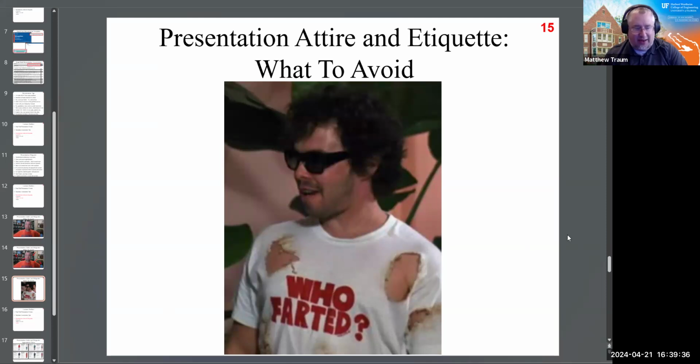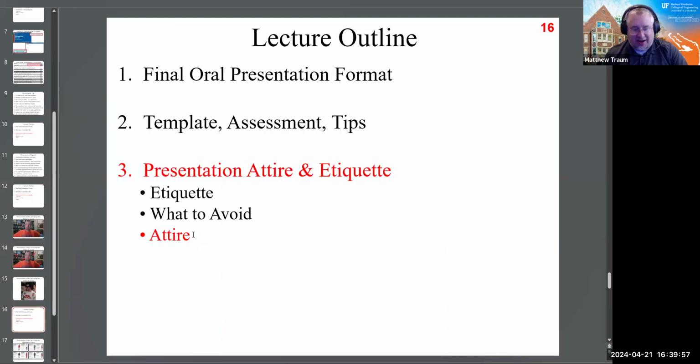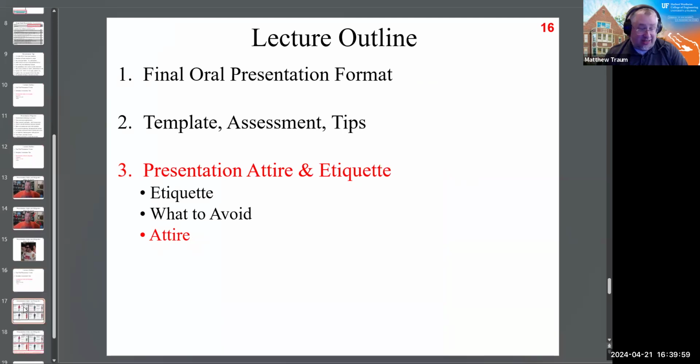This is an example, again, of what not to do when you think about what you want to wear to a formal presentation. So: not clean shaven, messy hair, sunglasses, Who Farted shirt. When I say don't wear the Who Farted shirt, this is the image that I'm talking about, which allows us now to transition to attire, which is the last subject.